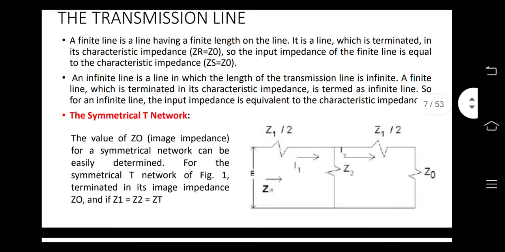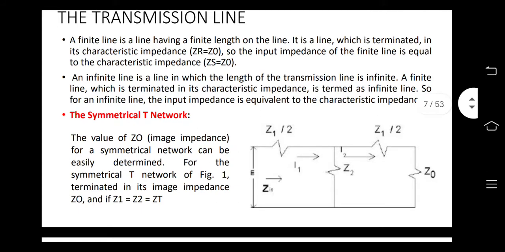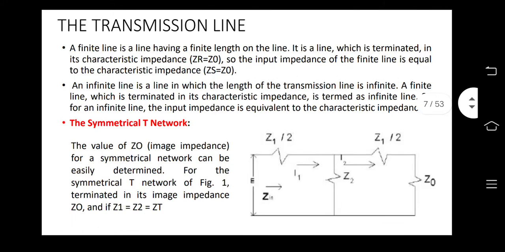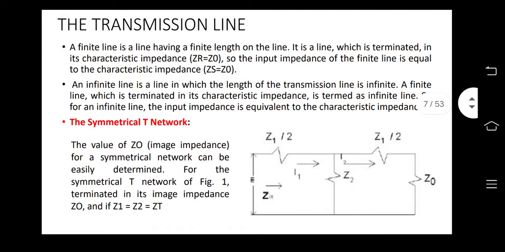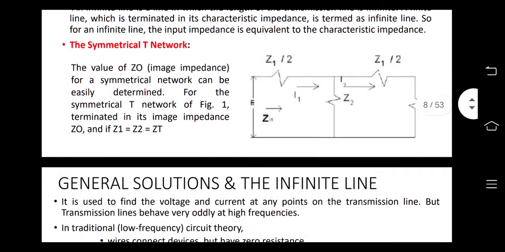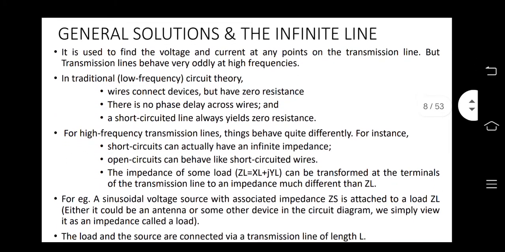So, consider the symmetrical T network shown here with two impedances, Z1 by 2 and Z2, where the characteristic impedance is Z0 and the input impedance is Zin. The value of Z0, that is the image impedance for a symmetric network, can be easily determined. In this figure, it is terminated in its image impedance Z0, and if Z1 and Z2 are equal to Zt, we assume this condition and go on for the solutions.